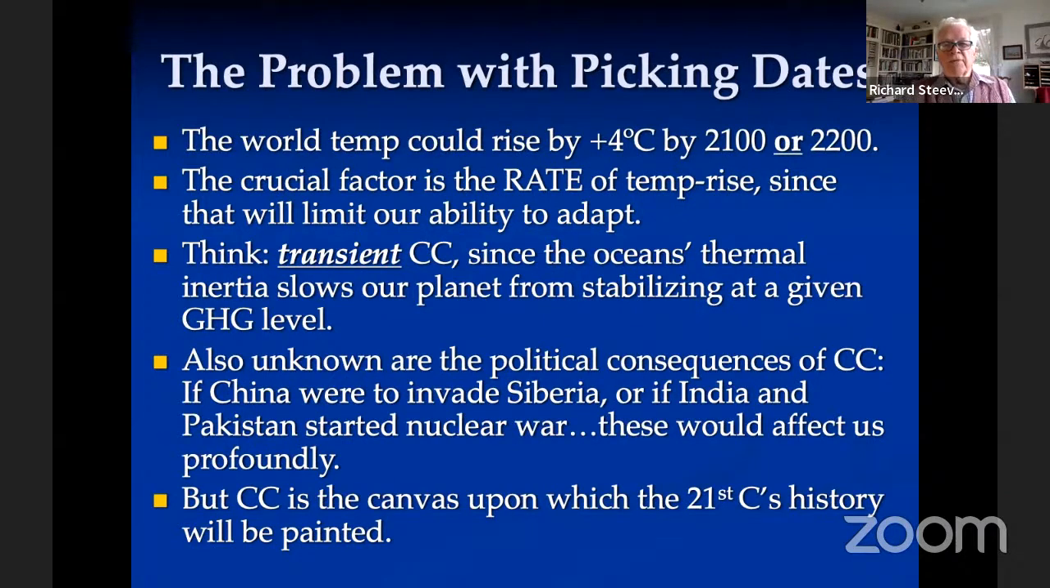The crucial factor is the rate of temperature rise, since that will limit our ability to adapt. And I think, hearkening back to what Lee has said, yes, it's a tragedy to have people starving, but since we're not very good at controlling our birth rate, that might allow those of us who survive, those of this species to survive, to adapt a little bit better. If we think of transient climate change, rather than just having it suddenly reverse, the ocean's thermal inertia slows our planet from stabilizing at a given greenhouse gas level.